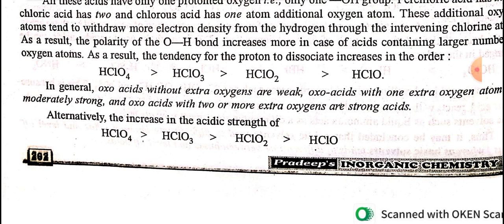These additional oxygen atoms tend to withdraw more electron density from hydrogen through the intervening chlorine atom. As a result, the polarity of the OH bond increases more in acids containing a larger number of oxygen atoms. As a result, the tendency for the proton to dissociate increases in the order HClO, then HClO2, then HClO3, then HClO4. In general, oxoacids without extra oxygens are weak, oxoacids with one extra oxygen atom are moderately strong, and oxoacids with two or more extra oxygens are strong acids.